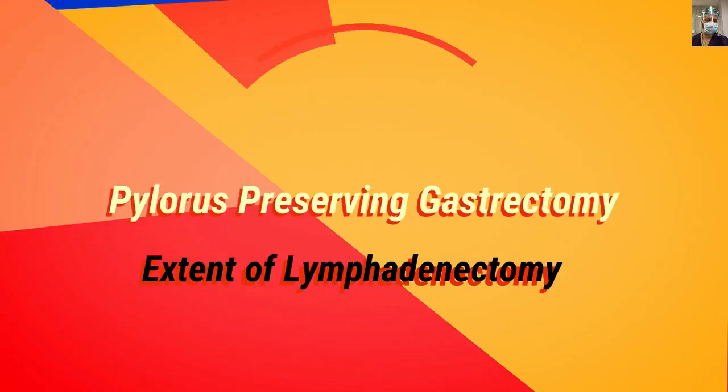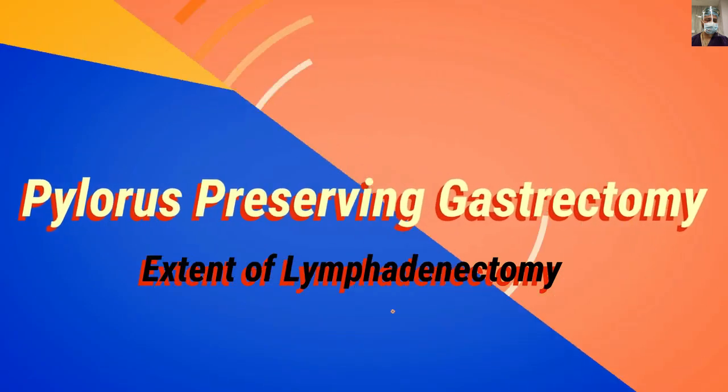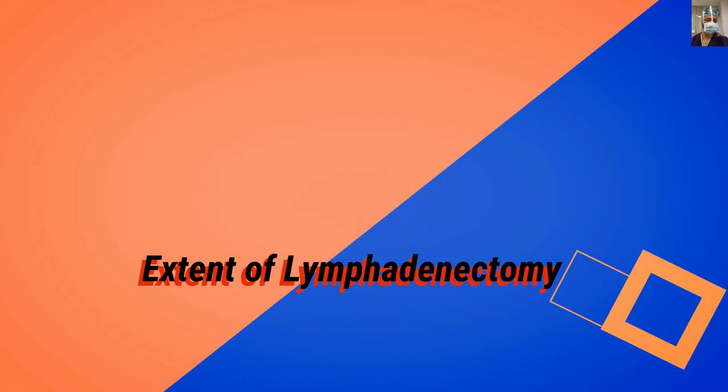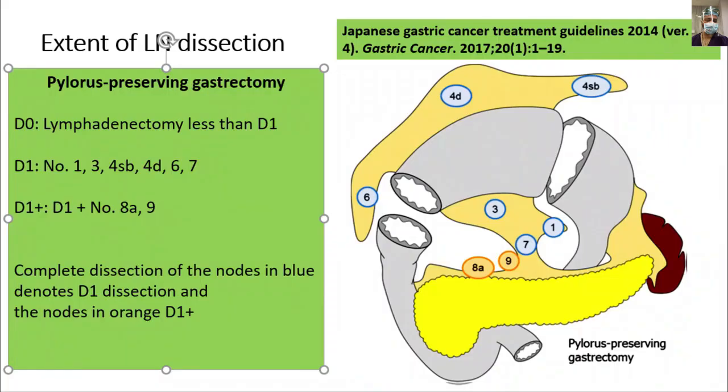If we are doing pylorus preserving gastrectomy, what will be the extent of lymphadenectomy in these patients? For pylorus preserving gastrectomy, D0 will be lymphadenectomy less than D1. D1 includes 1, 3, 4sb, 4d, 6 and 7. When we are preserving the pylorus, we are leaving behind lymph node station 5 because the pylorus is remaining there, and that will be supplied by branches of the right gastric artery. So it will not be dissected out.